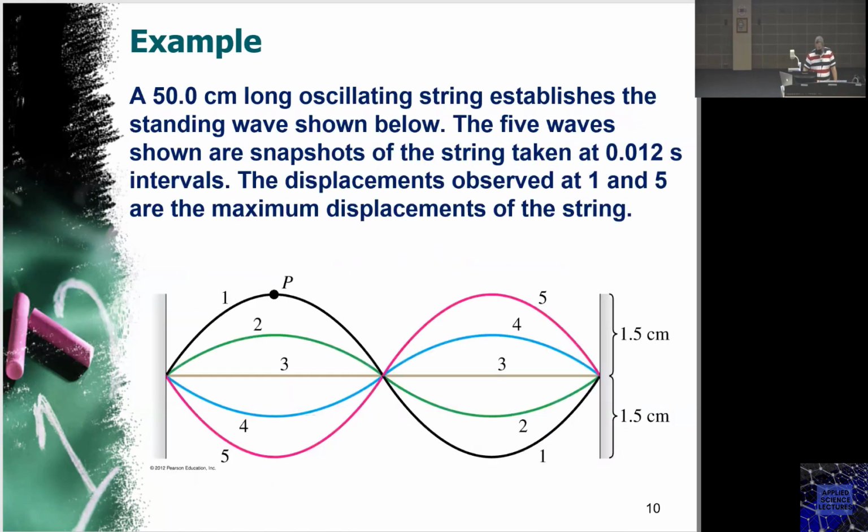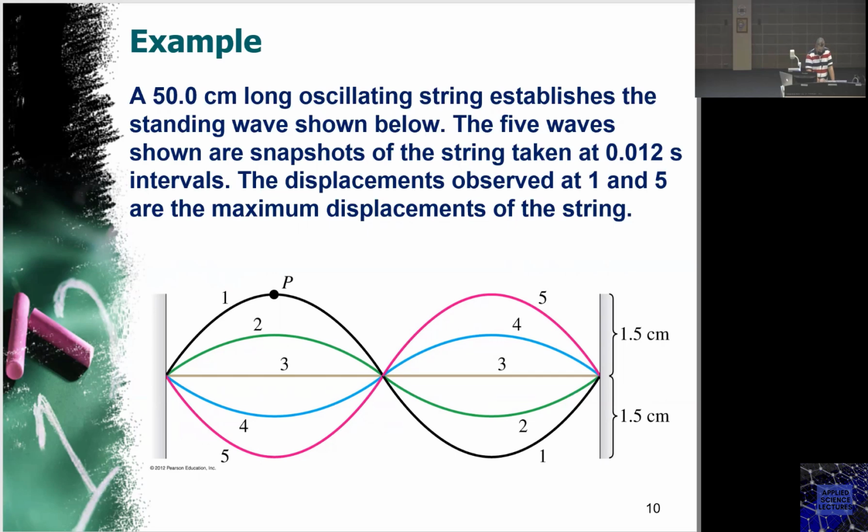So let's do this example. In this example, we have a 50 centimeter long oscillating string. This string establishes the standing wave shown below. The 5 waves shown are snapshots of the string taken at 0.012 second intervals. So the time interval is 0.012 second between those 5 functions of the standing wave. The displacements observed at 1 and 5 are the maximum displacements of the string.